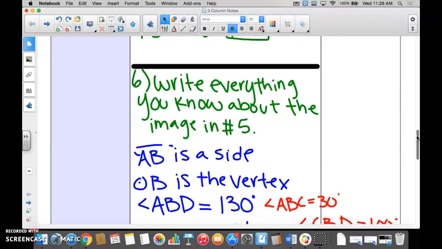This is something we didn't talk about in the notes, but you all know that angles are always measured in degrees, right? If you don't know now, you do know. They're always in degrees. So 30 degrees, 100 degrees, it's always degrees.